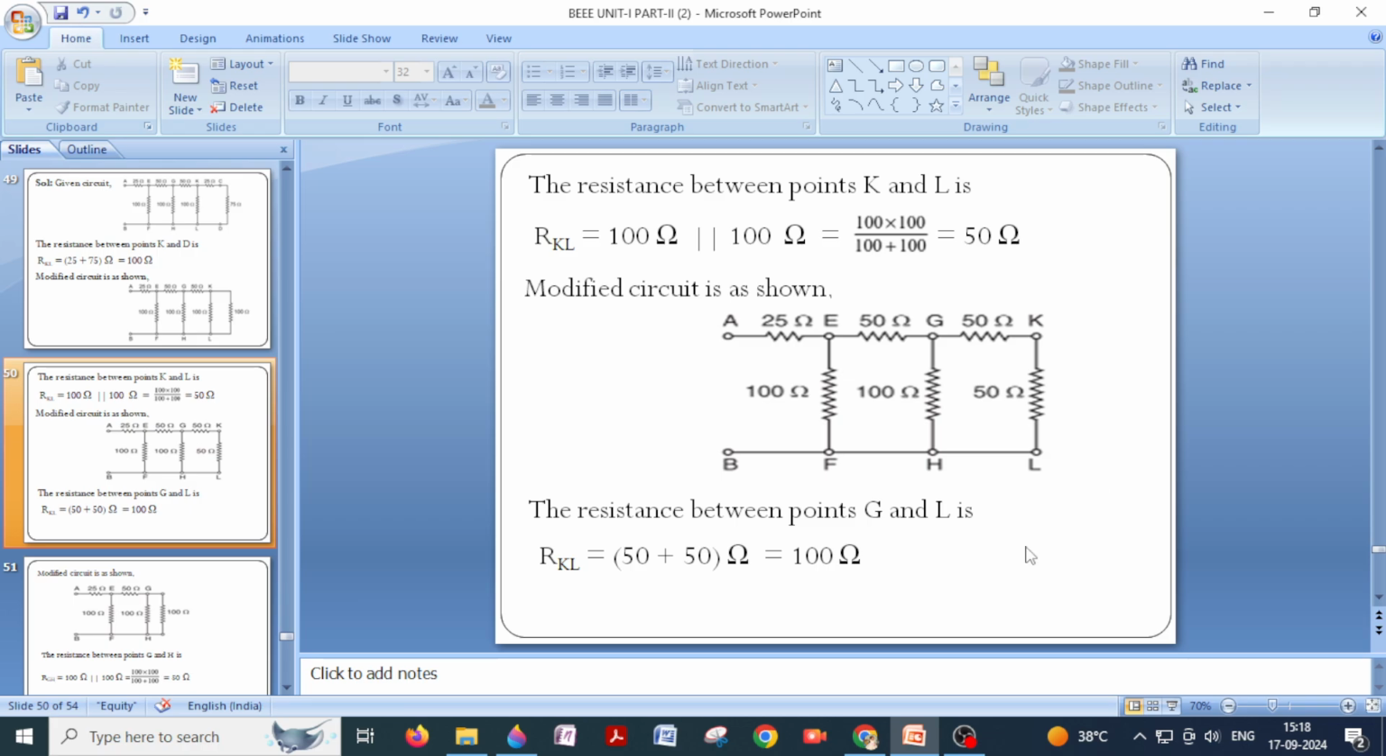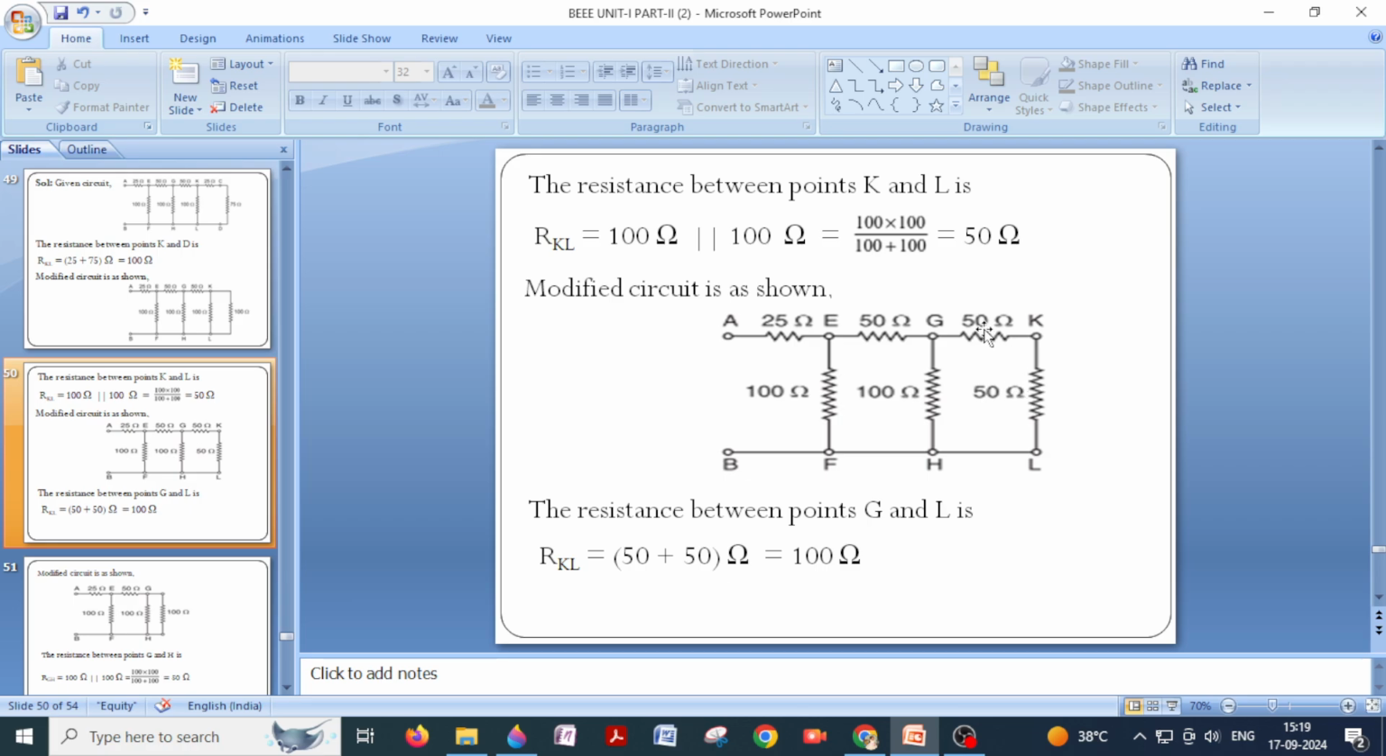Now once again let us see, in between K and L 50 ohms is there, in between G and K 50 ohms is there. So whatever current that enters at node G, that current will divide here in between 100 ohms and 50 ohms. Whatever current flows through 50 ohms, same current will flow through this 50 ohms also. Okay, current flowing through GK and KL is the same current.